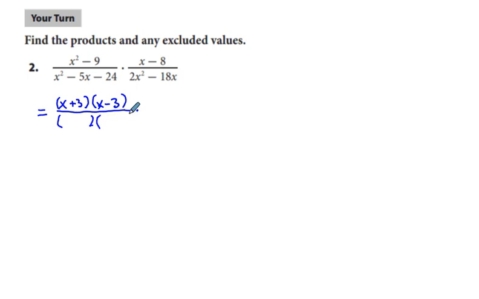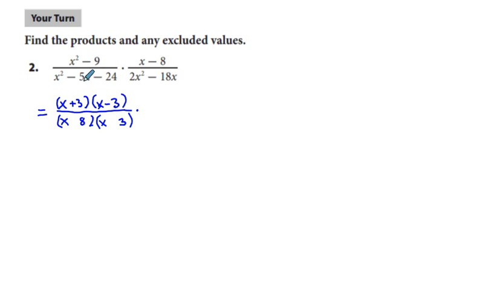We set up the parentheses for two linear binomials, and the factors of x squared are x and x. Then we have minus 5x minus 24, so we're looking for two numbers that multiply to negative 24 and add to negative 5. Those would be 8 and 3. Do you see that? 8 times 3 is 24, but 8 minus 3 is 5. So I put 8 here and 3, and now we figure out which one is plus and which is minus.